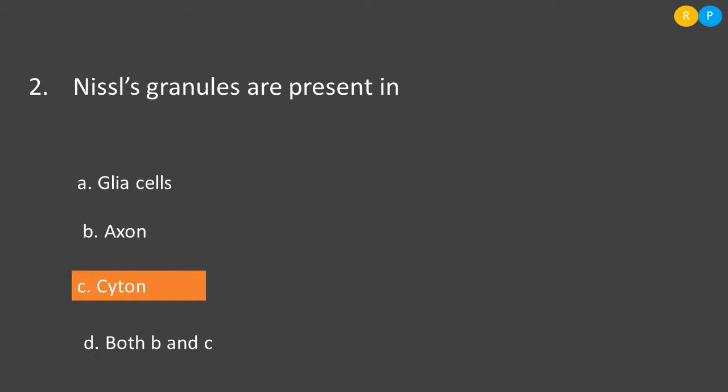Clear. Except that, we can also notice the distribution of Nissl's granules in the dendrite region. Other than that, other parts like the axon do not contain Nissl granules. Let us look into option A, glia cells. Glia cells do not have Nissl's granules. Then option B, axon. The axon also does not contain Nissl granules. Then option C, cyton. So the correct answer for this question is option C, that is cyton. It has groups of ribosomes, which is what we call Nissl's granules.